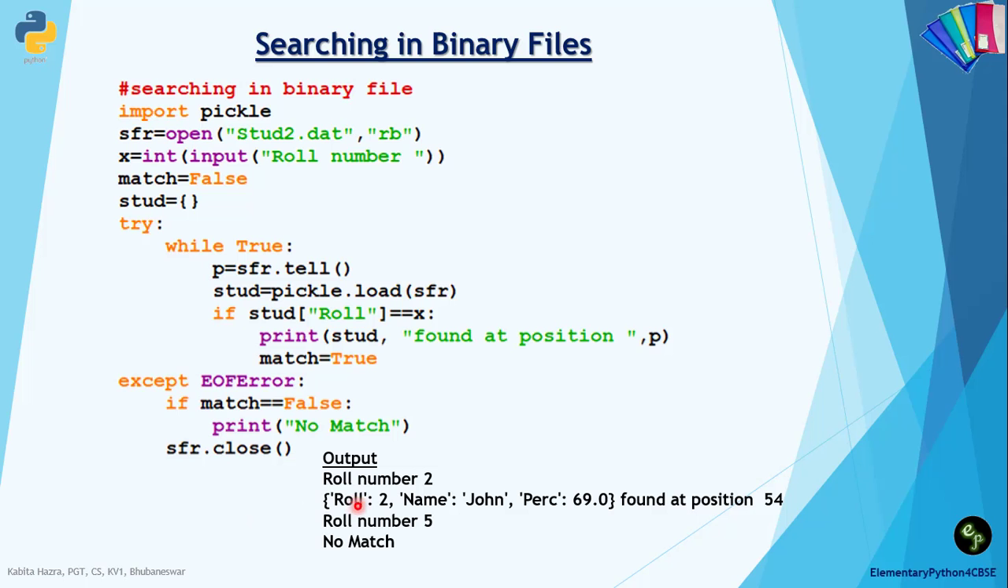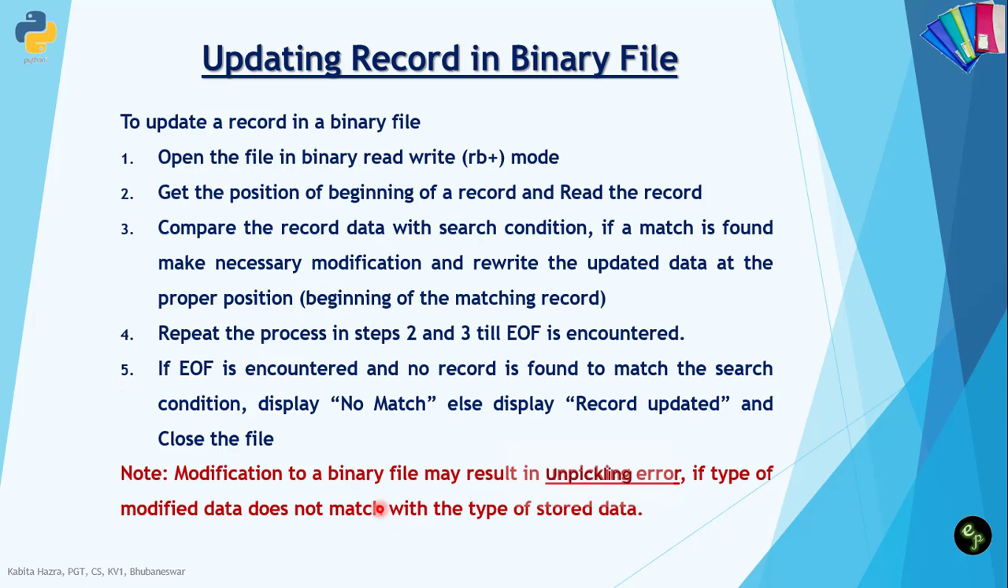Let us now see another example of updating the student record. To update a record in a binary file, again we will open the file in read binary mode, and we need to update it. So we will use the RB plus mode, so that after reading we can also make the changes.